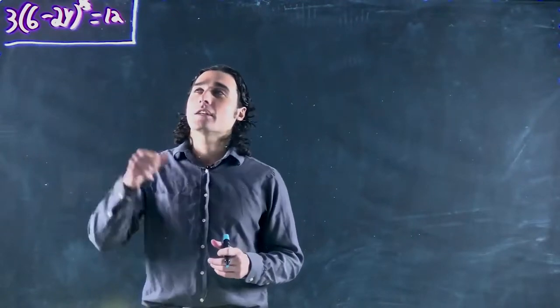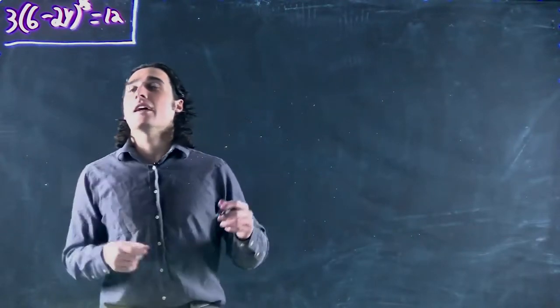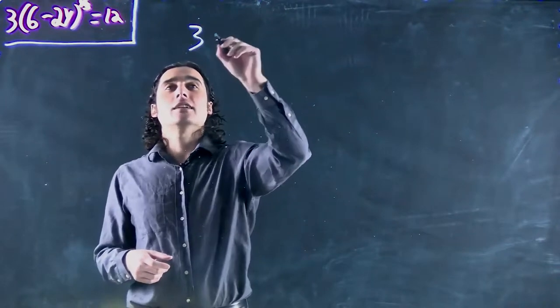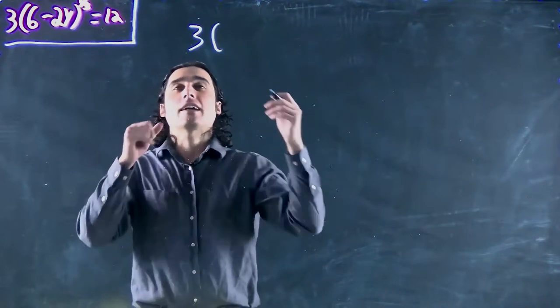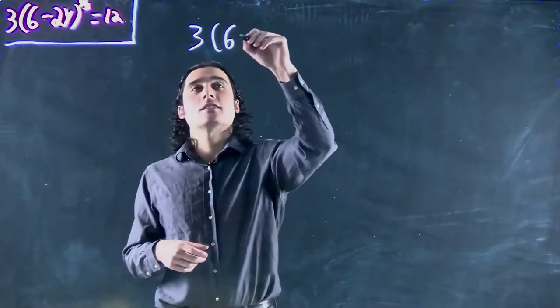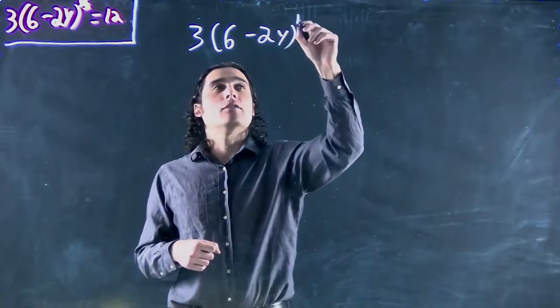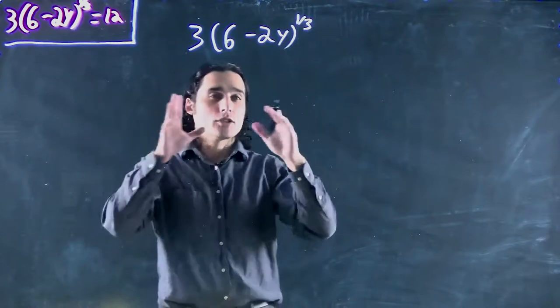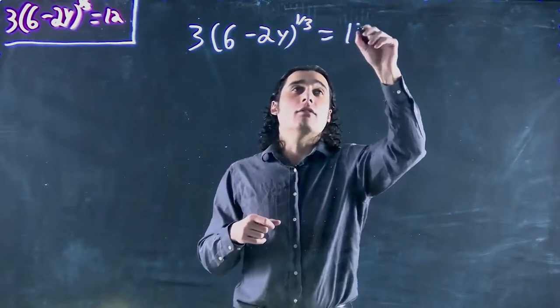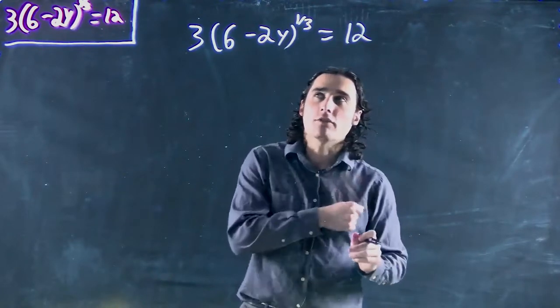Again, still looking at power equations. And in this case, we have 3 times a bracket. And in that bracket, we have 6 minus 2y, and that is to the power of 1/3. That whole side is then equal to 12. We want to solve for y.